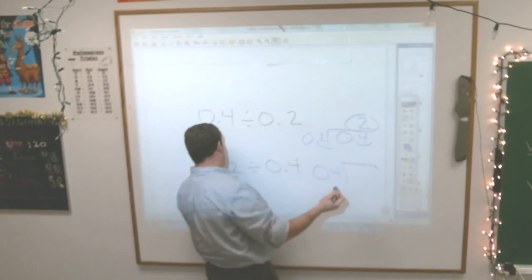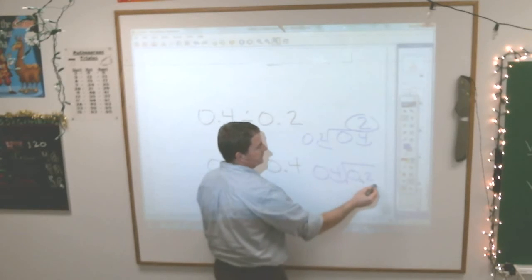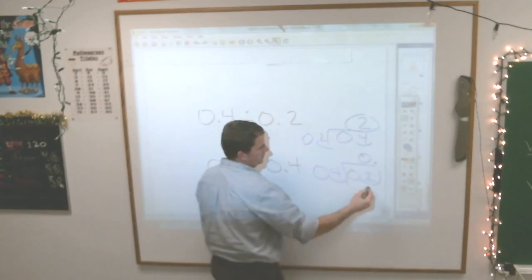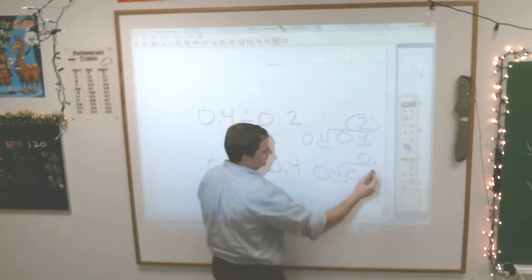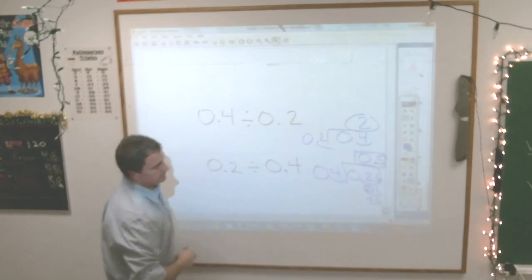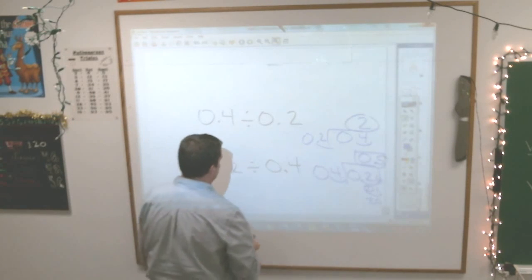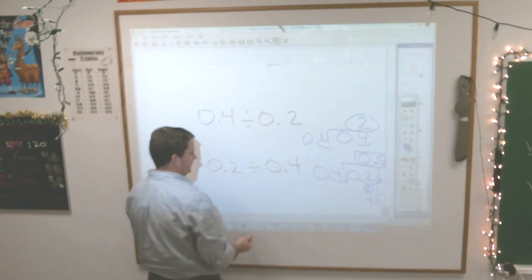0.2 divided by 0.4, move the decimal, bring up the decimal. 4 doesn't go into 2, so you bring down another 0. 4 goes into 20, yeah, it's 5/10. 0.5. Have a little confidence in yourself. Congratulations. So notice how important it is, these are the same numbers, they just flip places.